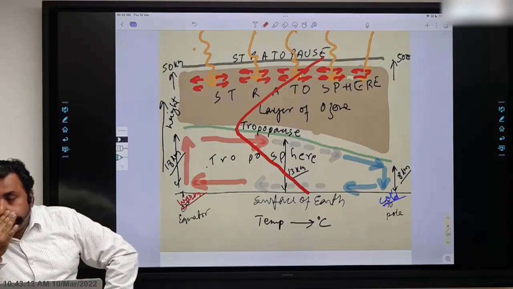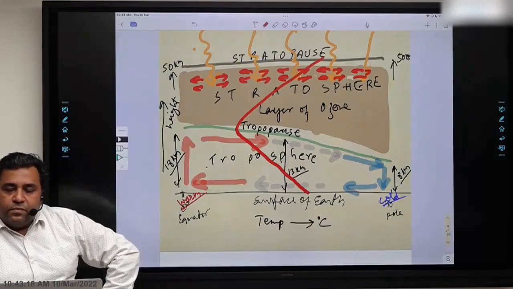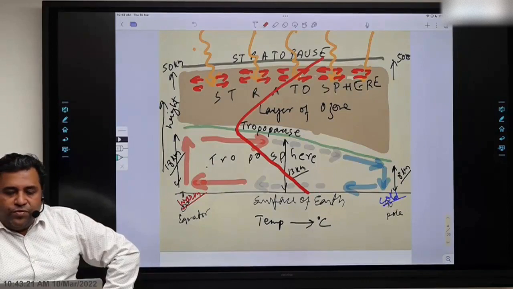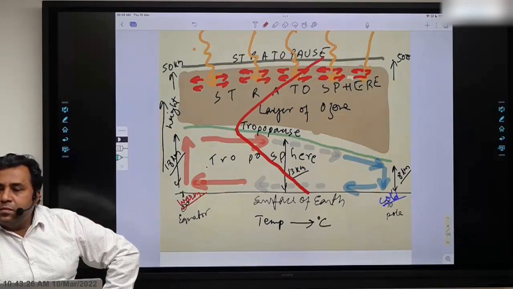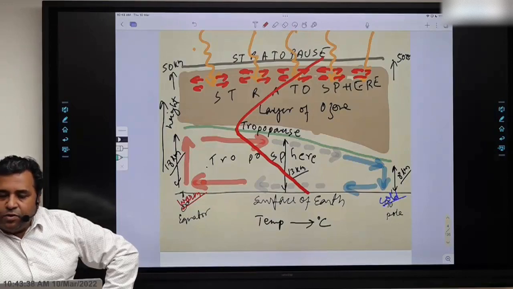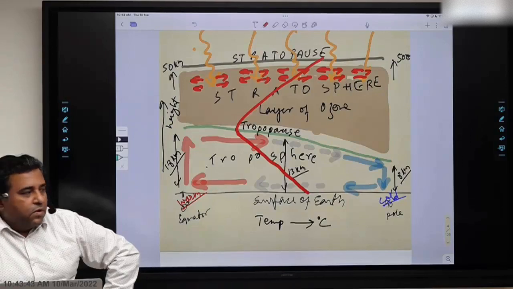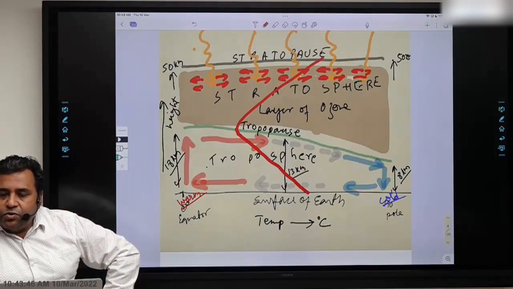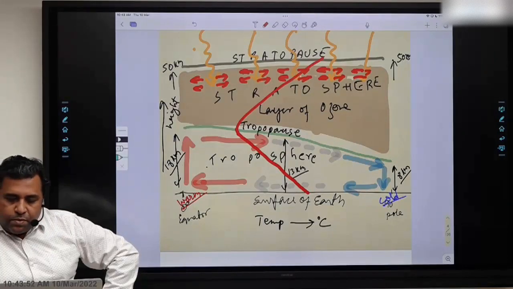This is because UV radiation is coming from above, and it is converted into heat energy by ozone. Full stop.